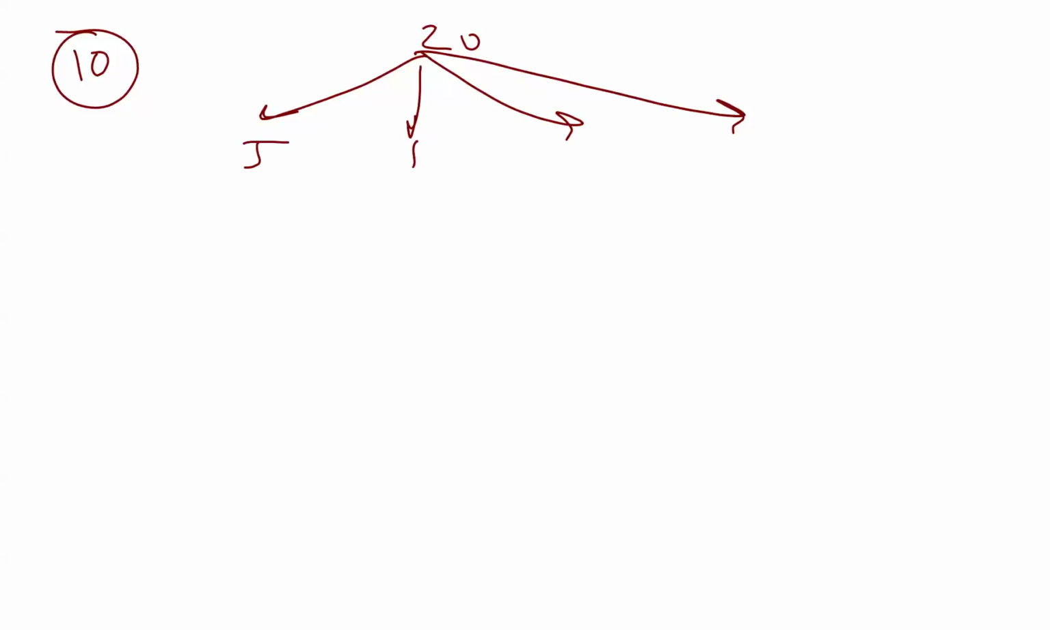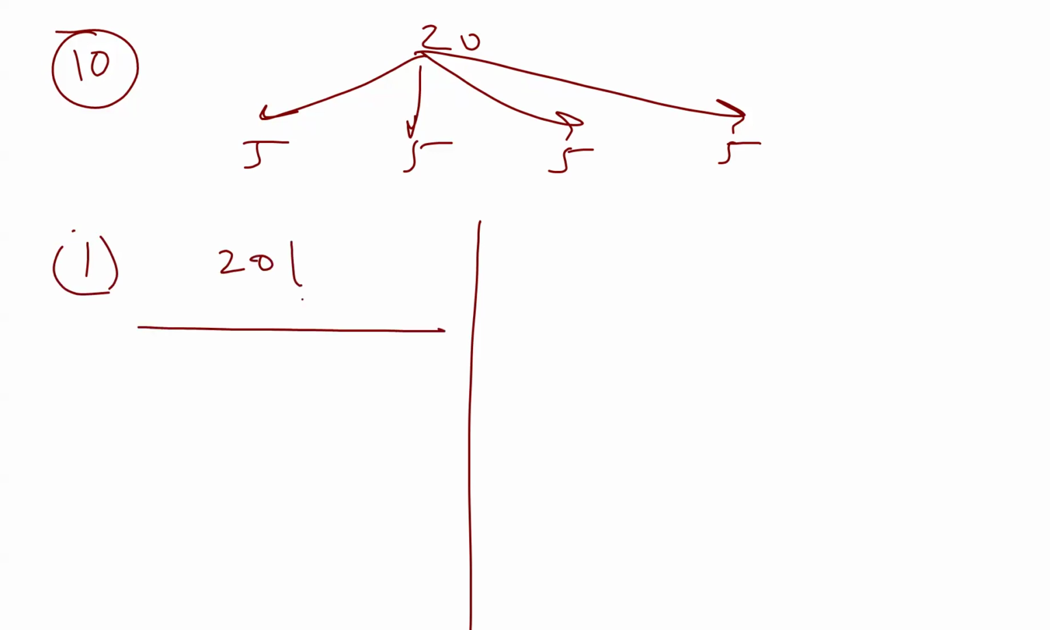Question number 10. 20 students to 4 equal groups. Each group will have 5. First part of the solution is 20 factorial. This is only grouping. 5 factorial raised to 4 into 4 factorial.